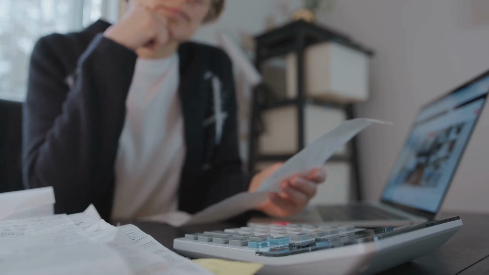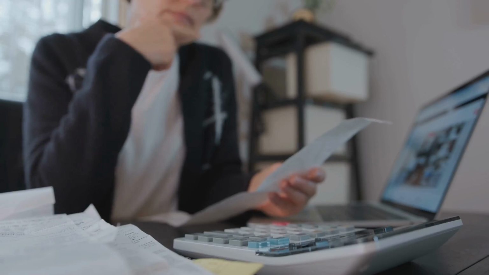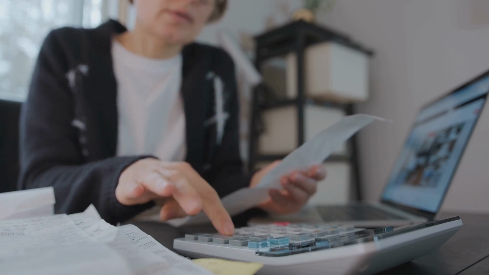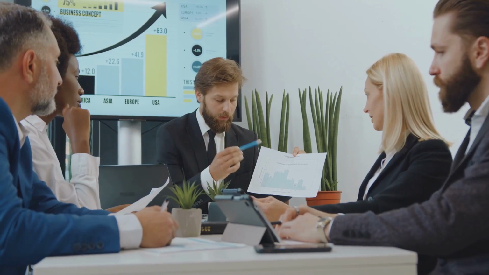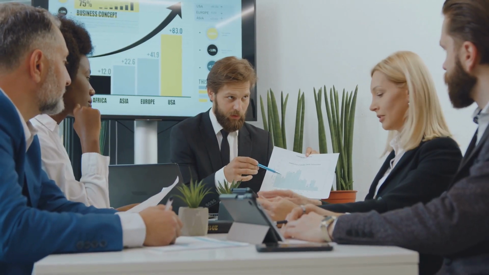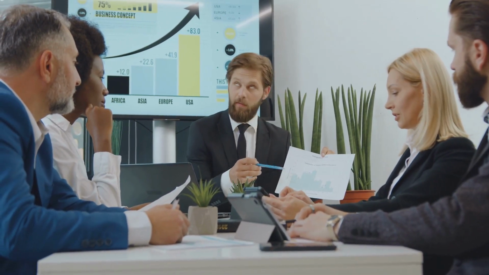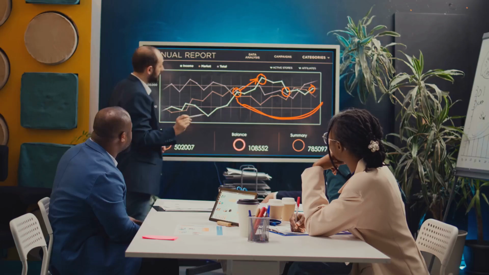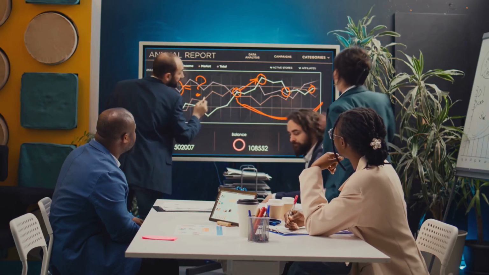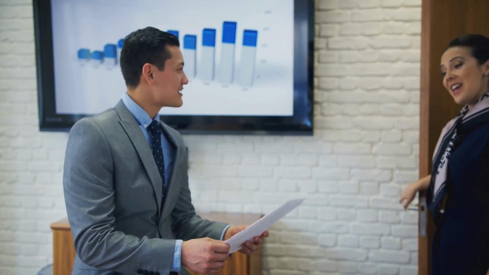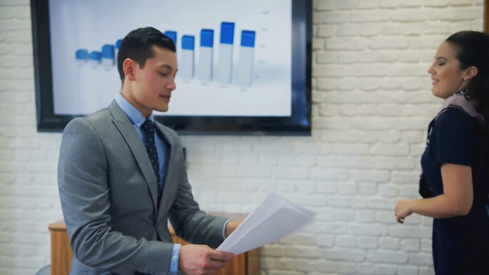For example, if a company has a control that requires all invoices to be approved before they're paid, we might inspect a sample of invoices to make sure that they've been properly approved. The results of our tests of controls will help us determine whether we can rely on the controls to mitigate the risk of material misstatement. If the controls are effective, we might be able to reduce the amount of substantive testing we perform. But if the controls are ineffective, we're going to need to increase our substantive testing to compensate for the increased risk.